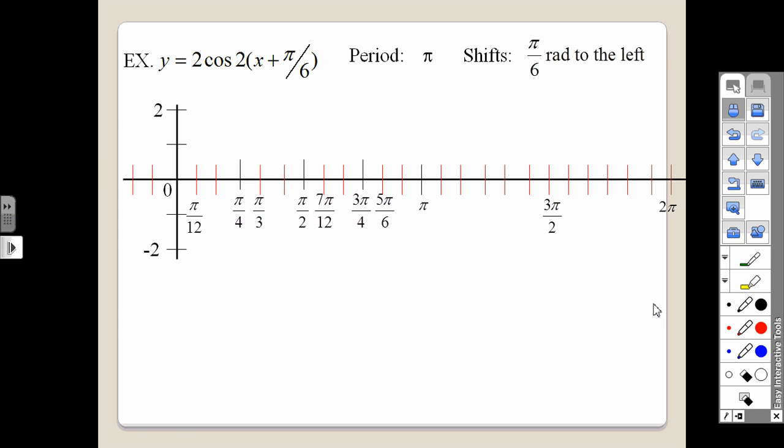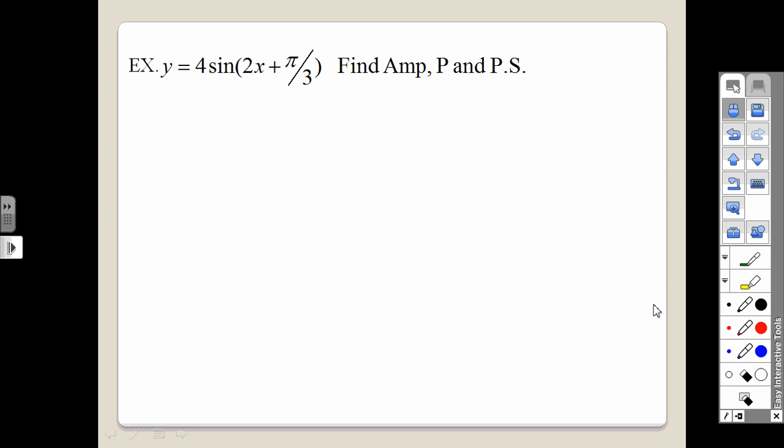All right, next. Now, here's a question for you. Sometimes they just give you the equation and you just need to figure out the three things that they're asking for, the amplitude, period, and phase shift. Well, the amplitude's pretty easy to figure out. Amplitude is going to be 4. Okay, period, well, there's your 2, right? So you're going to do 2 pi over 2, so the period is pi.